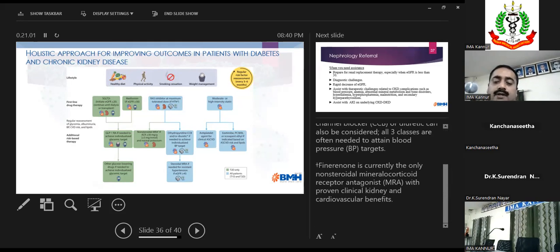And regarding the newer non-steroidal mineralocorticoid receptor antagonists, finerenone, a lot of studies have been coming out on the role of spironolactone and eplerenone, which are actually steroidal mineralocorticoid receptor antagonists. But recently finerenone, a non-steroidal mineralocorticoid receptor antagonist, has been found to have a favorable effect on worsening renal function in CKD cases.